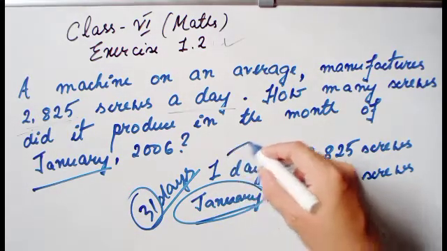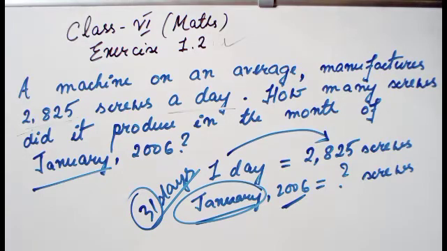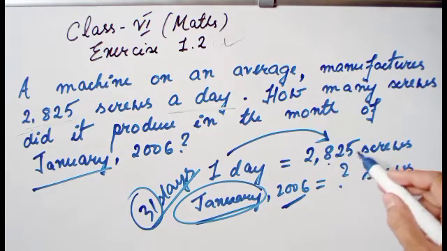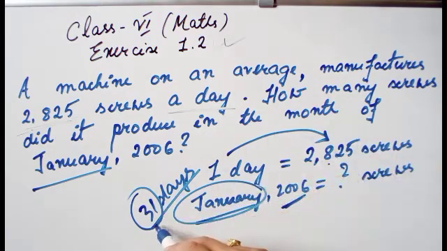So in one day, this machine produced 2,825 screws. So the total number of screws produced in the month of January 2006 means 31 days, right? So these 2,825 screws will be multiplied by the number of days, that is 31. And we will get our answer.